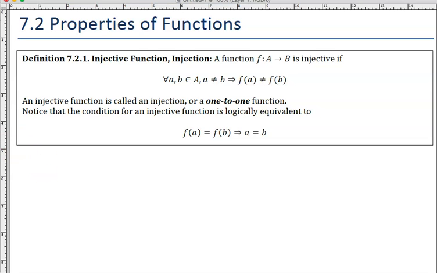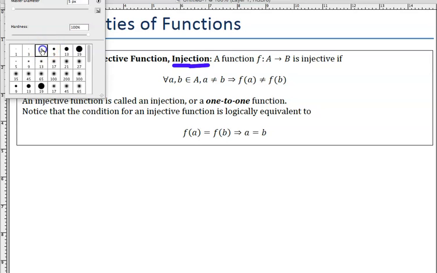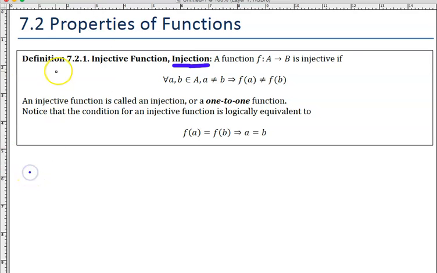All right, so in this section, 7.2, we're going to look at properties of functions. The first property is injection. We're going to see what an injection or injective function means. An injective function is what we know as a one-to-one function from algebra. Here's the definition of it.